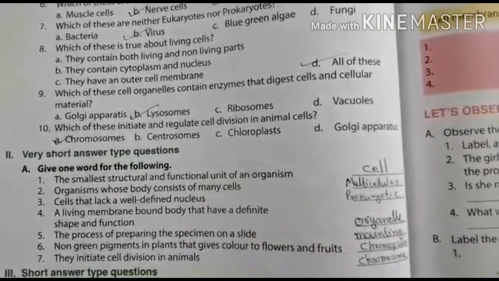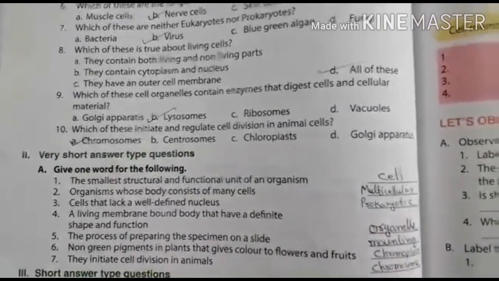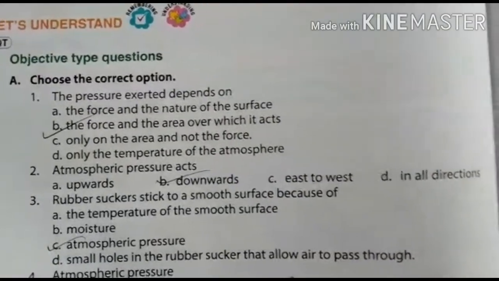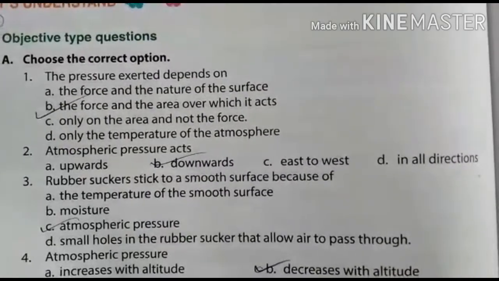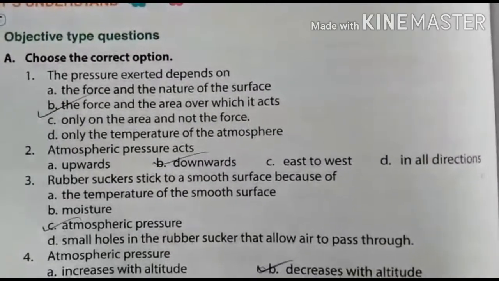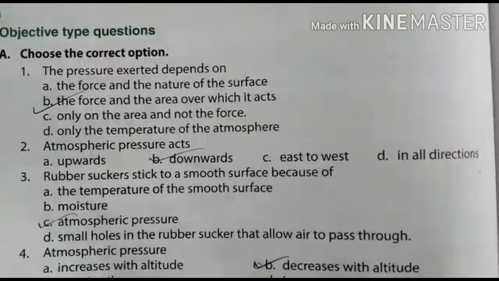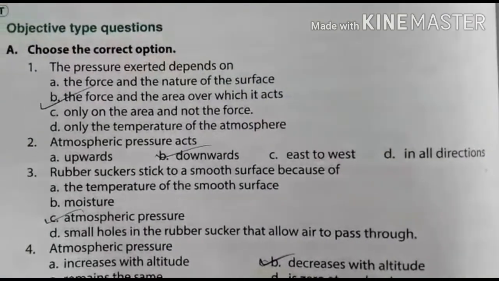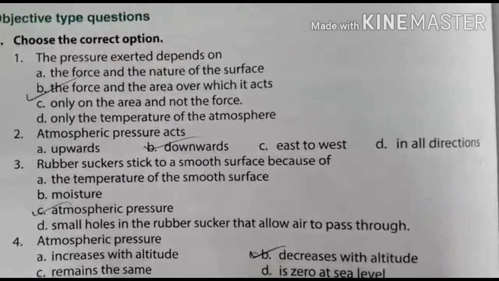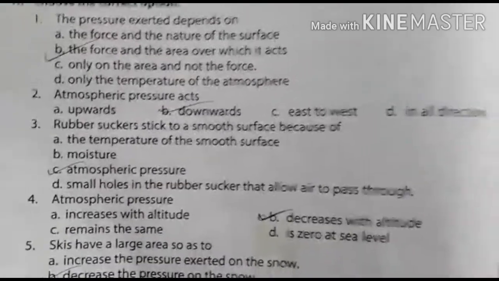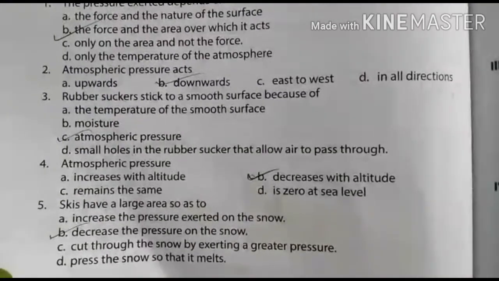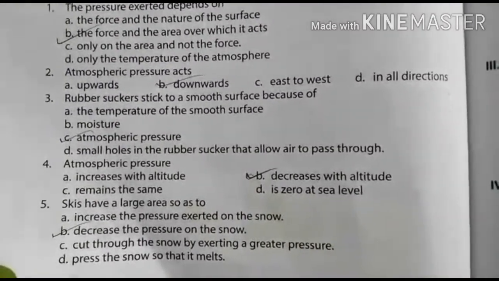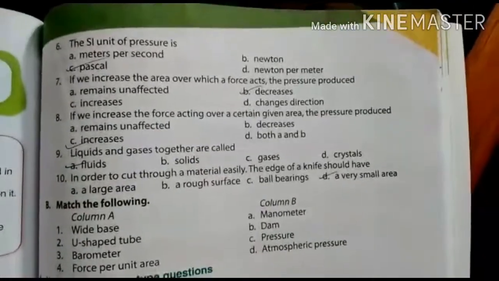So these are the questions from this chapter. Then chapter number 11, Pressure. Choose the correct option. The pressure exerted depends on the force and the area over which it acts. Atmospheric pressure acts downwards. Rubber suckers stick to a smooth surface because of atmospheric pressure. Atmospheric pressure decreases with altitude. Skis have a large area so as to decrease the pressure on the snow. The SI unit of pressure is Pascal.